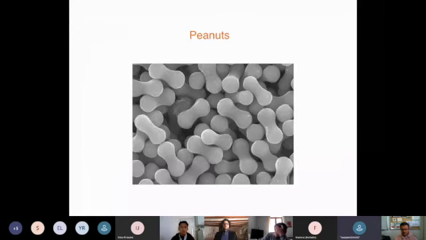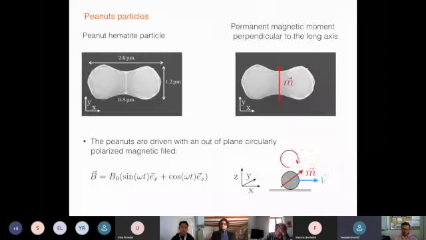So now I would like to talk about the last part. I would like to talk about the experiments I made with the peanut particles. These peanut particles are hematite particles of micron size. They basically have a long axis of 2.6 micrometers, and two short axes, one of 0.8 and another of 1.2. So they are hematite particles, and they obviously have a peanut shape.